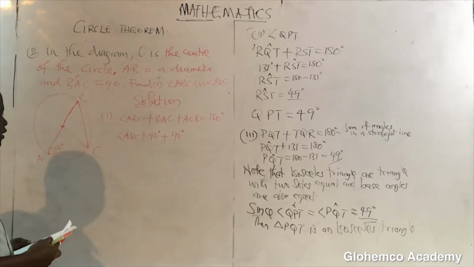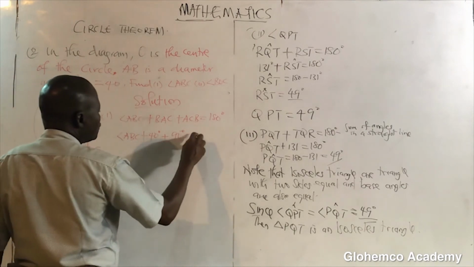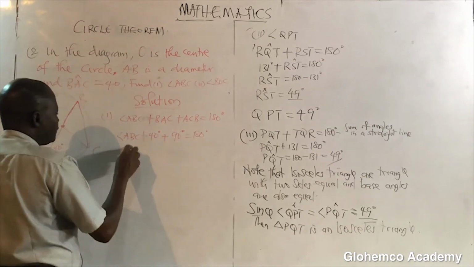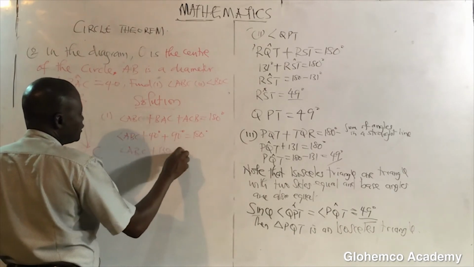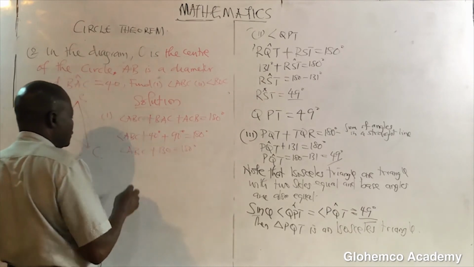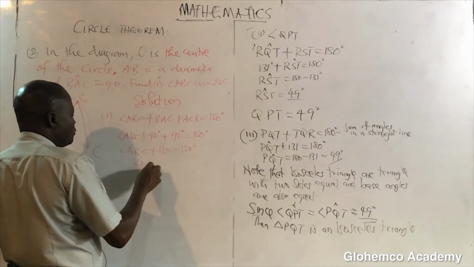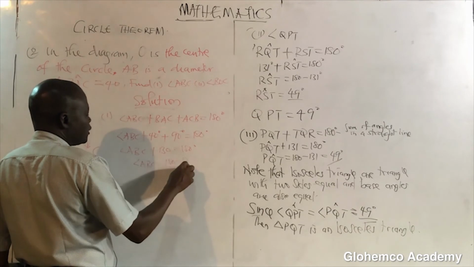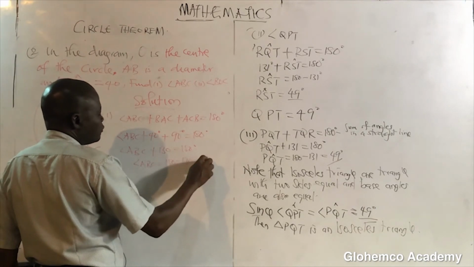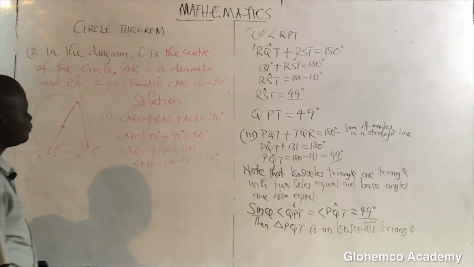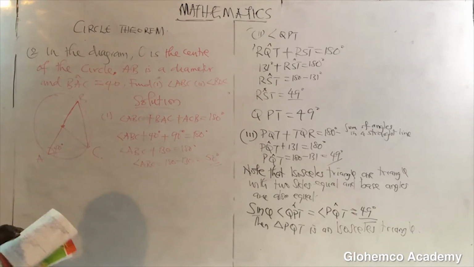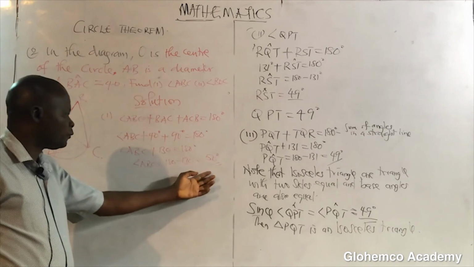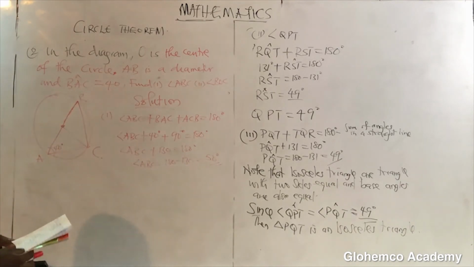to you in the beginning of this lesson, equals 180. ABC plus 130 equals 180. So angle ABC equals 180 minus 130, which is 50 degrees. So angle ABC that we have to calculate will be equal to 50 degrees. And that is how to arrive at that one.